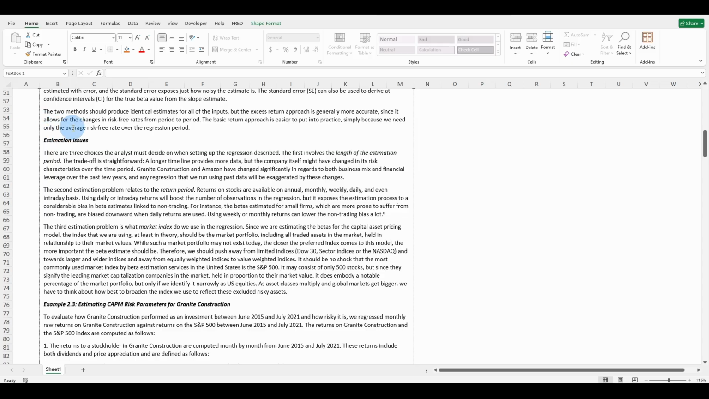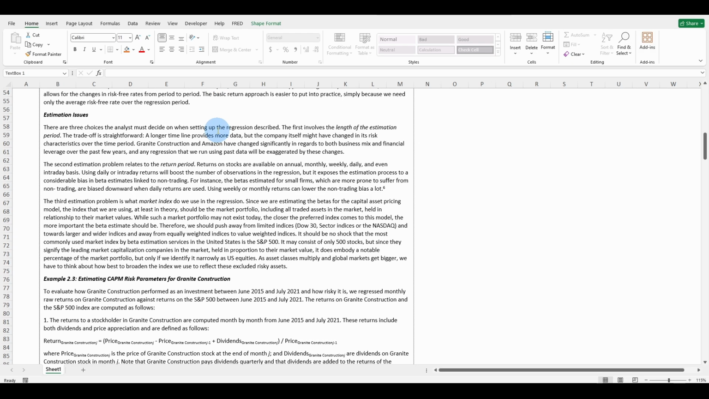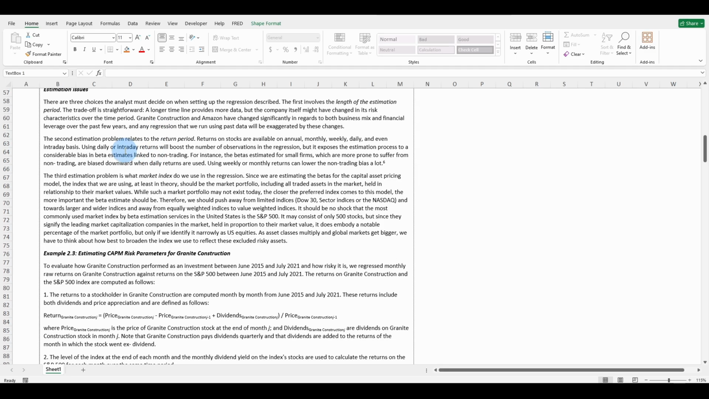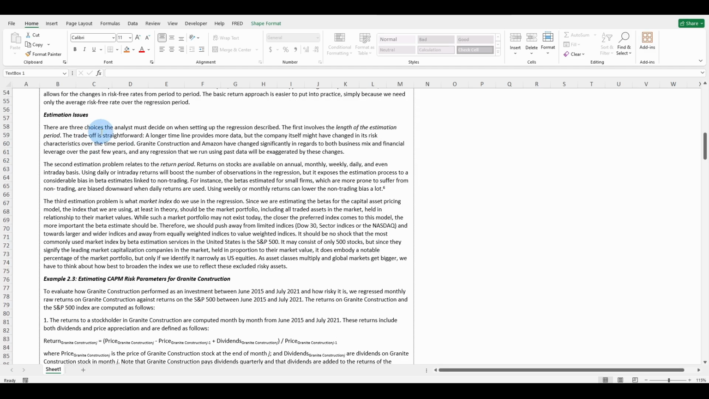Since it allows for changes in risk-free rates from period to period, the basic return approach is easier to put into practice, simply because we need only the average risk-free rate over the regression period. Estimation issues: there are three choices the analyst must decide when setting up the regression described. The first involves the length of the estimation period. The trade-off is straightforward.